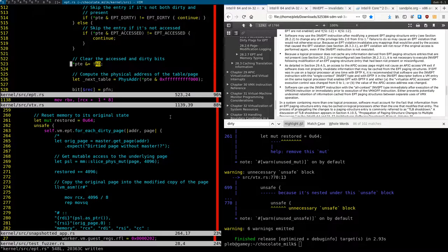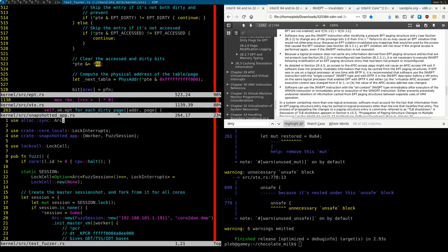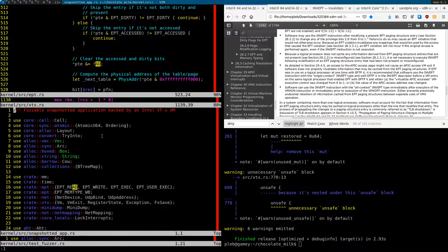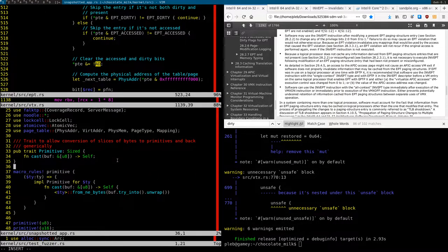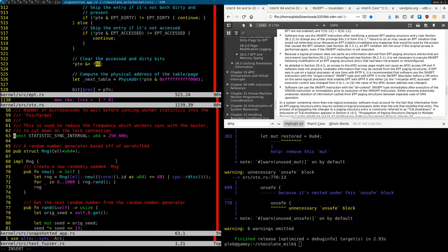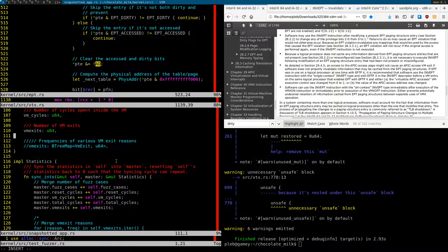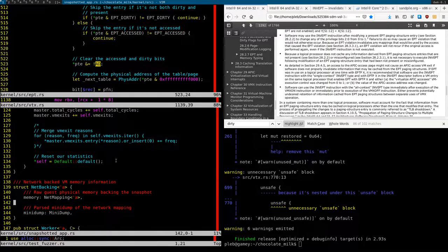Dude, I don't understand that. I really don't. I don't get it one bit. I feel like clearing access and dirty bits is catastrophically expensive on Intel then. That's insane. There's no way. No way.